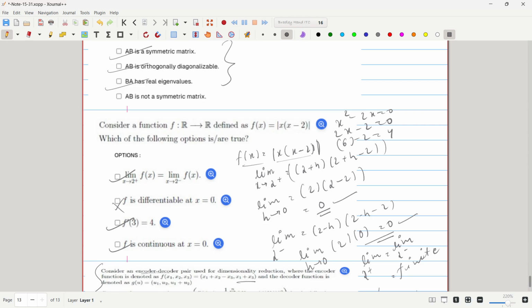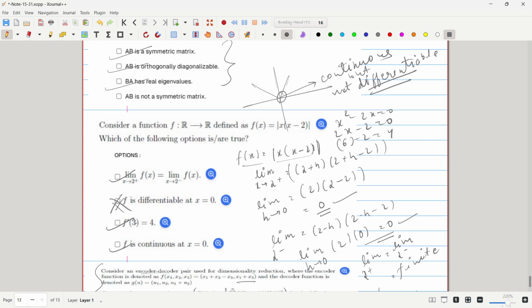F is differentiable at x equal to 0. You have to keep one thing in mind: the graph of the mod function looks like this. This mod function is a special graph where at 0 it is continuous, but not differentiable. This is a special graph where the function is continuous at x equal to 0 but not differentiable at x equal to 0. So this option is wrong.